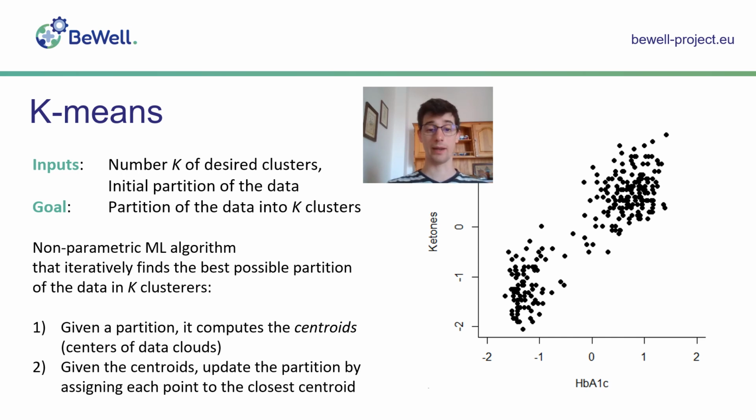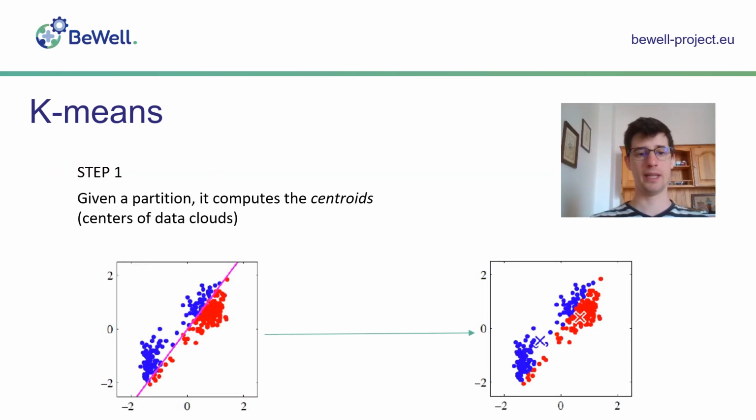K-means is a non-parametric machine learning algorithm whose inputs are the number k of desired clusters and an initial partition of the data. The output is a partition of the data in k clusters, which is achieved by iteratively performing the following two steps. In the first step, given a partition of the data, we compute the centroids. Such centroids are simply defined as the center of a cloud of data.